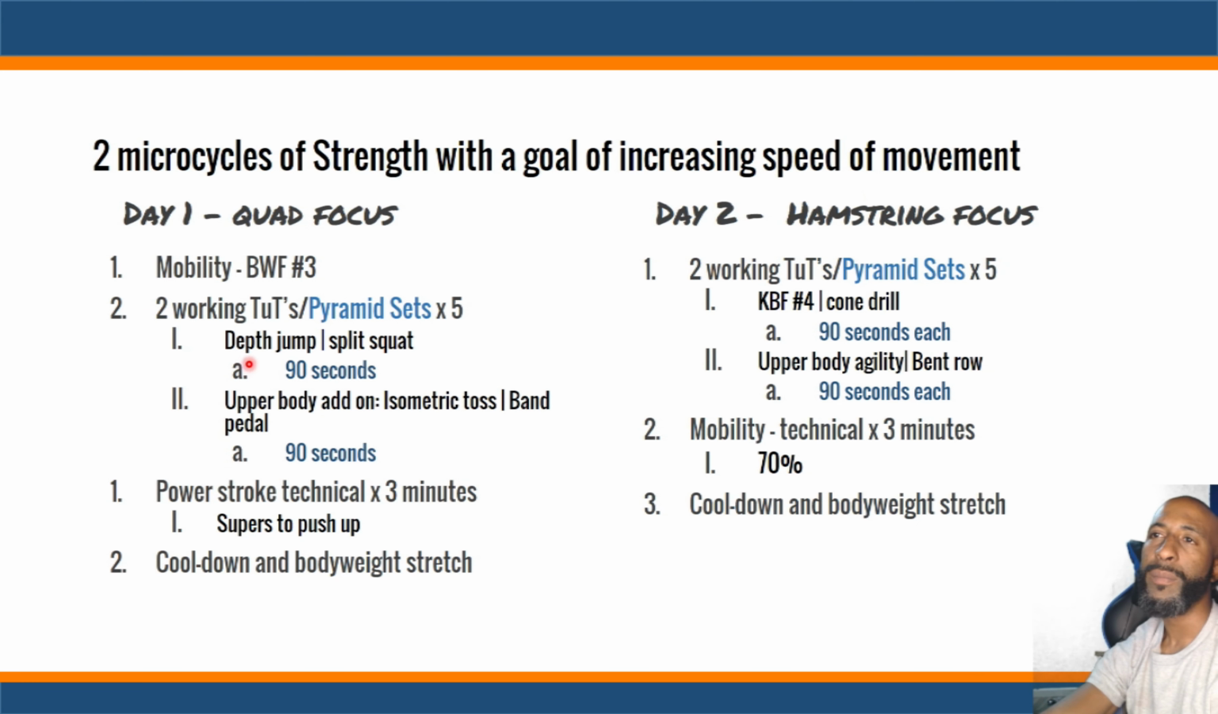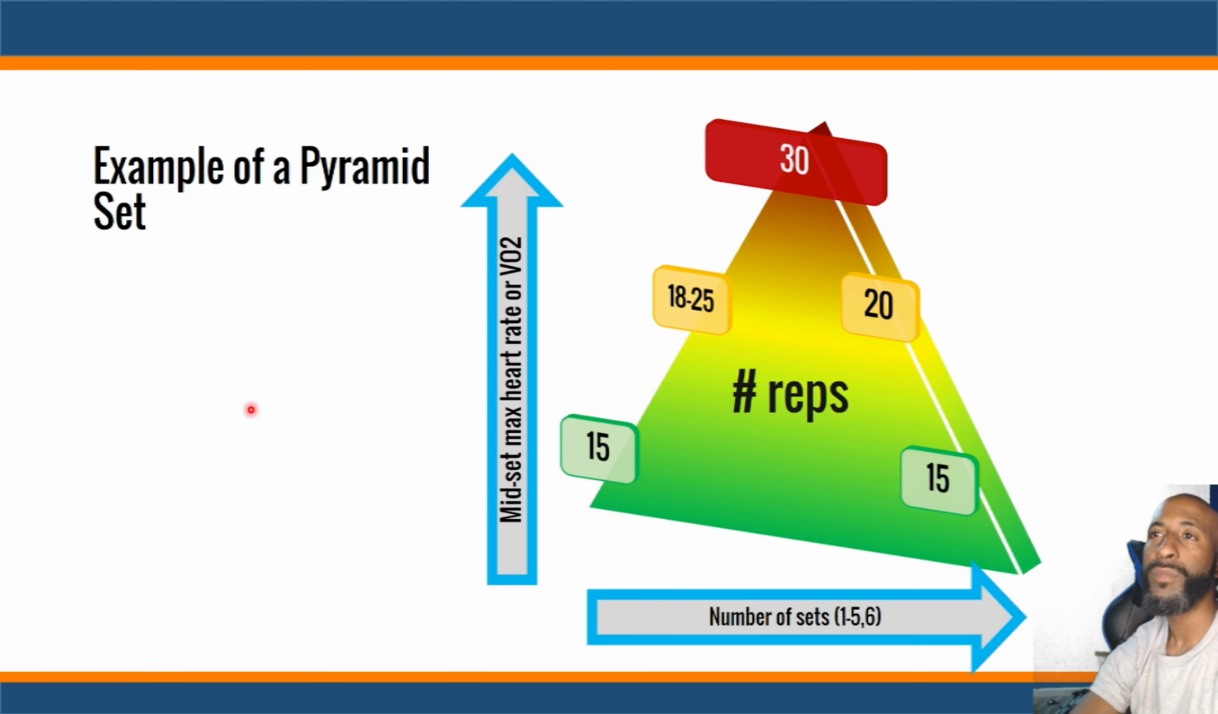So maybe by the 3rd set, because we're doing pyramid sets, we start going with a higher depth jump, heavier ball toss, right? We are doing 90 seconds, so we're not looking at rep count, but we are looking at intensity. Both Mark and Chris experienced this with me. Together, we're halfway through our work. We're hitting that sweet spot. We're doing more reps and sets.